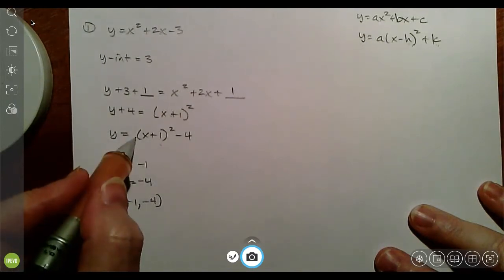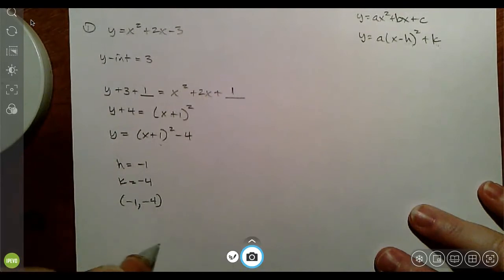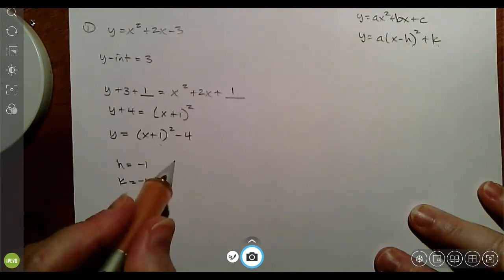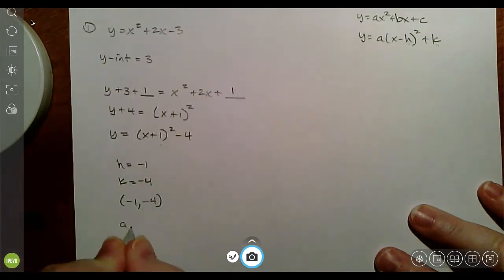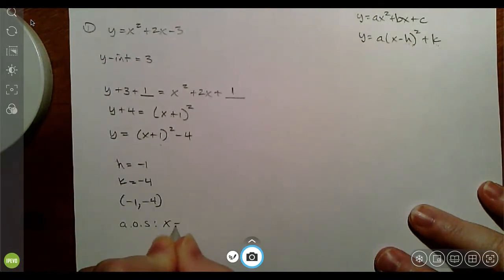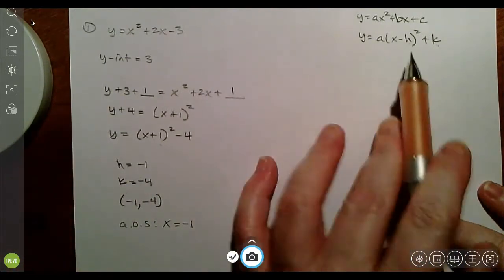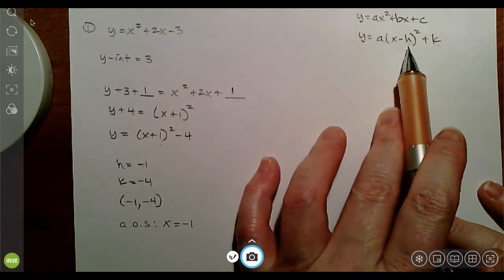I know that a is 1, so I could go ahead and graph this. I know that when I graph it, starting from this vertex, I'm going to go over 1 up 1, over 1 up 3, over 1 up 5. I also know that my axis of symmetry is the equation x equals -1. So there's a lot more information I can get if my equation is written in this form.